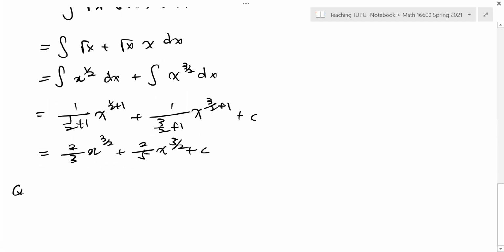All right, similarly for this problem, you can think about it: if you are given this integral, you may try to use substitution, but my suggestion to you is to express it as a sum of power functions.